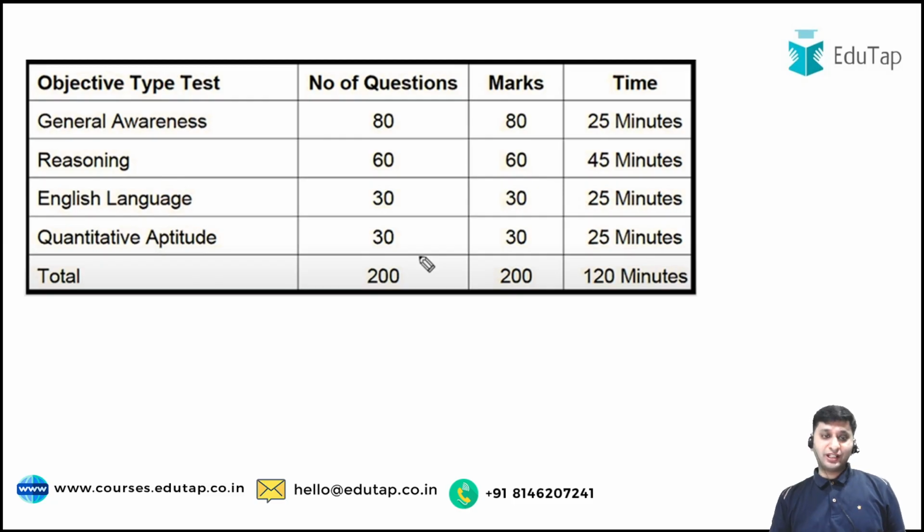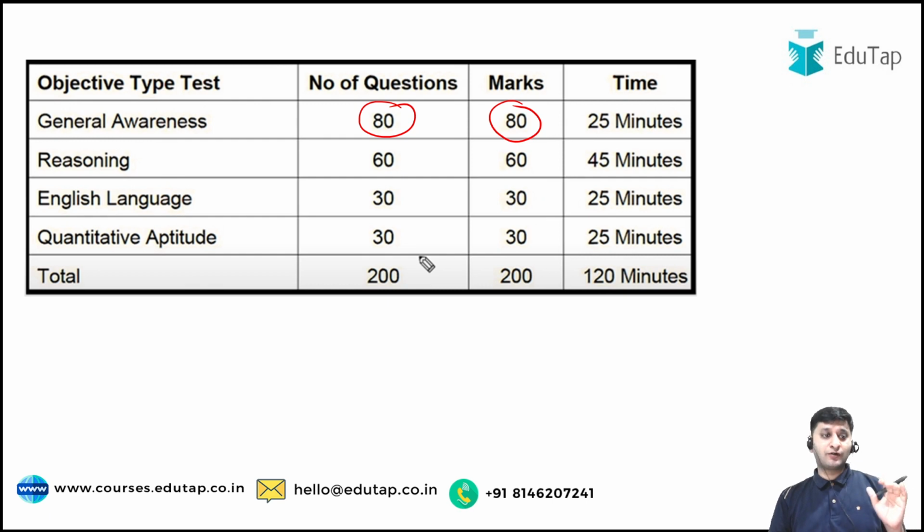Now, why is GA important? We all know it is 80 marks, right? So there should not be any doubt in your mind when I say GA is important. It is the key. 80 out of 200, and GA can be scoring. If you have read something, it is not tough. You can do it. Whereas quant and reasoning can be time consuming and tough to score.